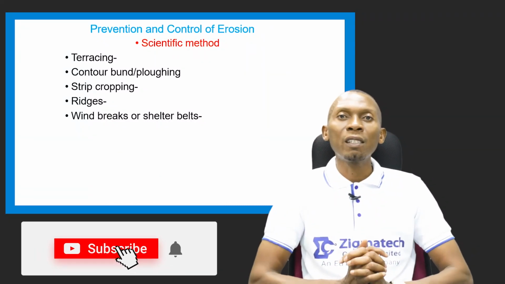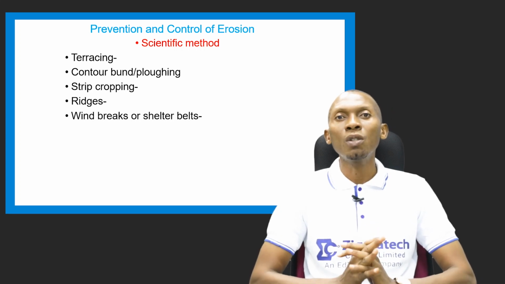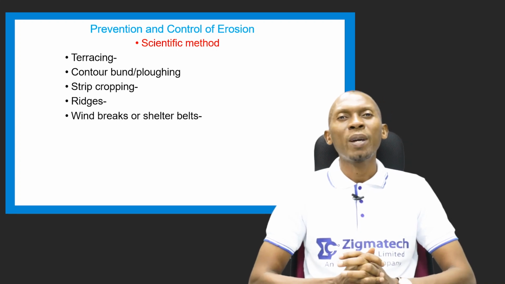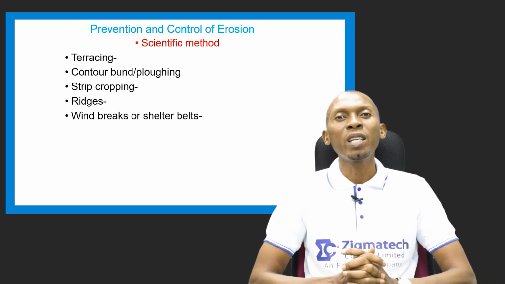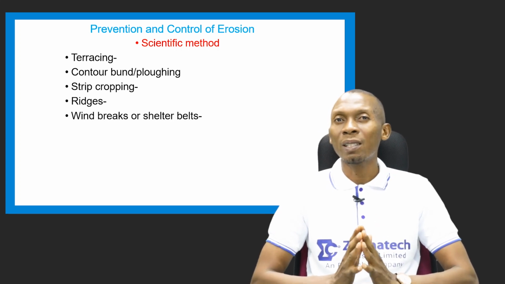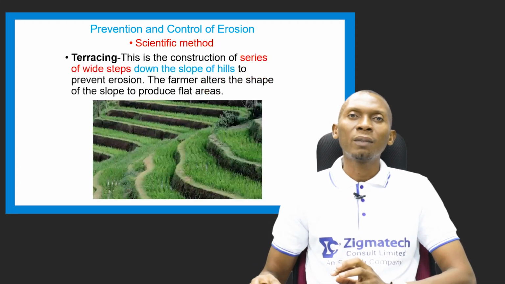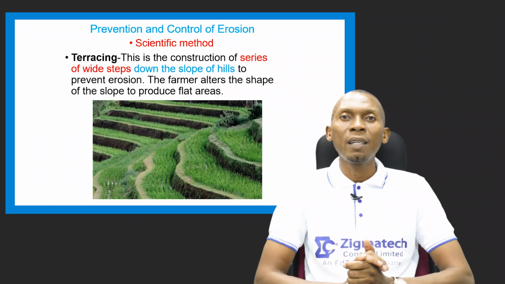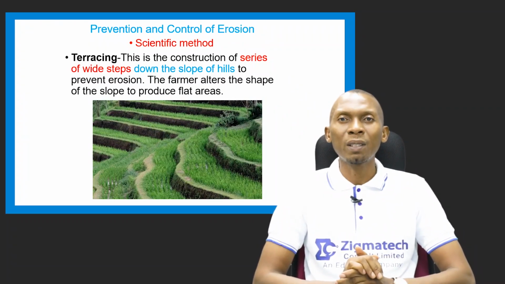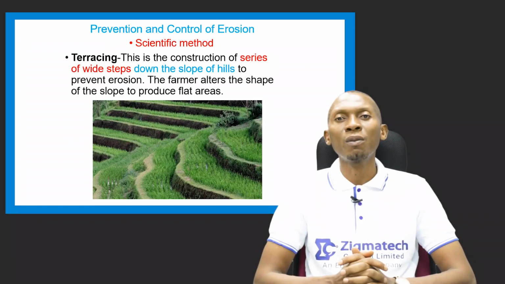Now let's look at the scientific method. Here we have what is called terracing, contour bond or contour plowing. We also have strip cropping, we have ridges, and we also have windbreaks or shelter belts. These are methods that are called scientific methods of preventing and controlling erosion. Now, starting with terracing, this has to do with the construction of a series of wide steps down the slope of a hill or hills to prevent erosion.